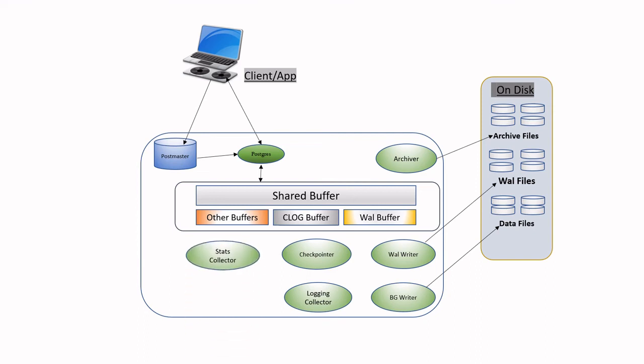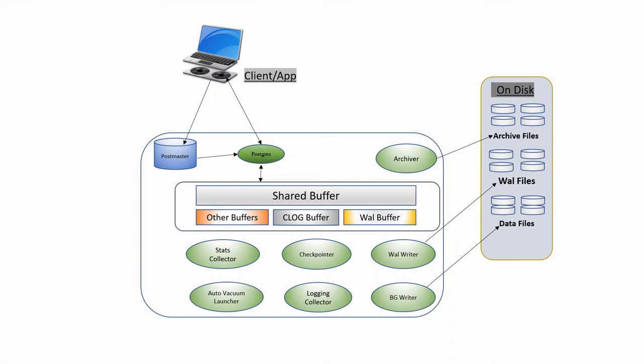The stats collector collects information about server activity, which is necessary for the optimizer. Autovacuum is used for vacuum operations on bloated tables, if it is on. Archiver is used to copy the WAL files to a specified directory. You can see there are WAL files. The WAL writer will copy from the WAL buffer to the physical WAL files, and the BG writer will flush the dirty buffers from the shared buffer to the physical data files, and the archiver will copy the WAL files to the archive files.